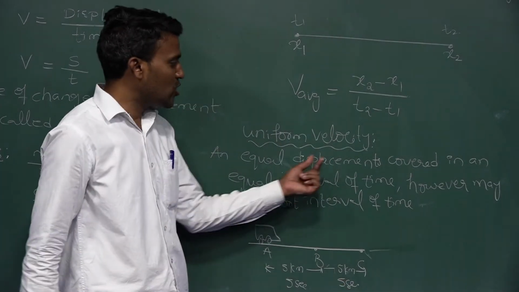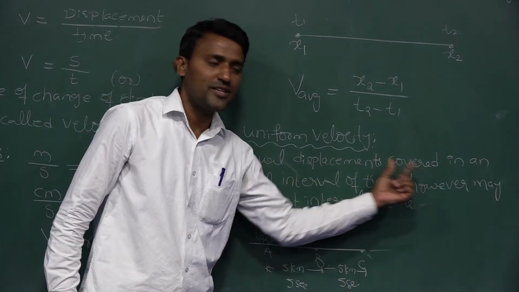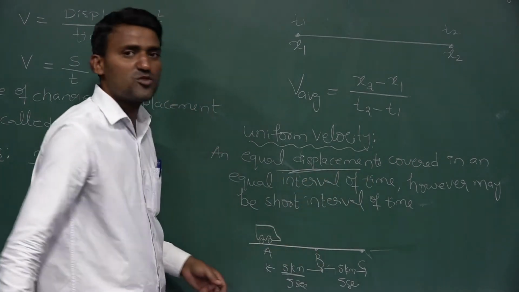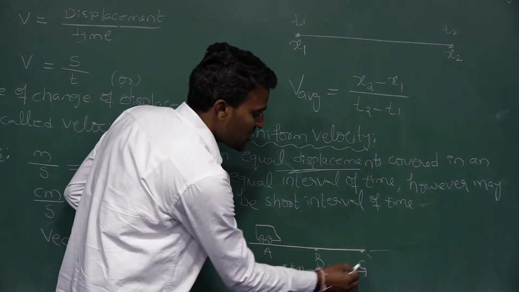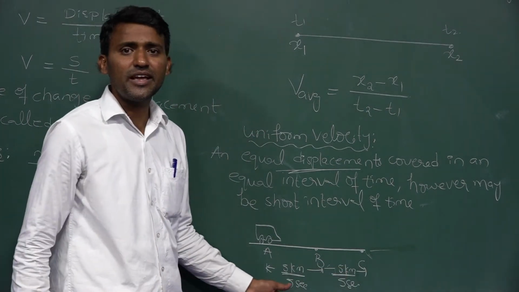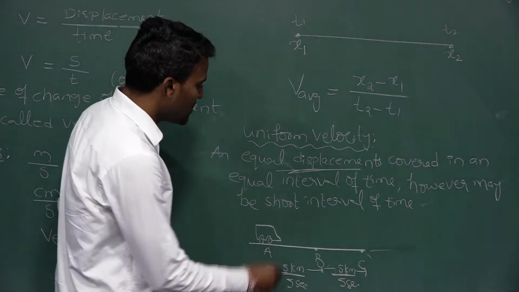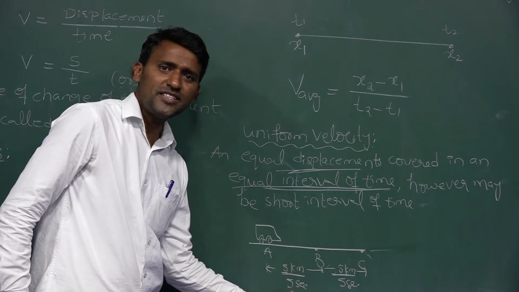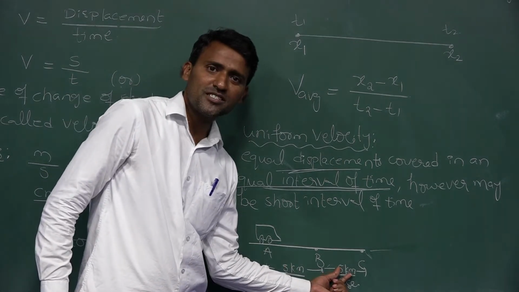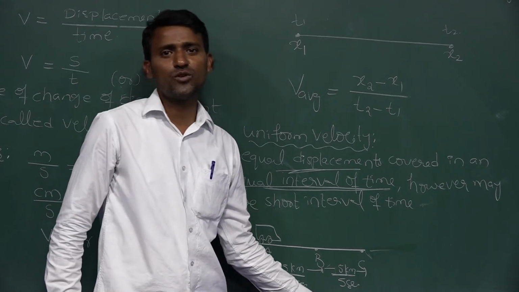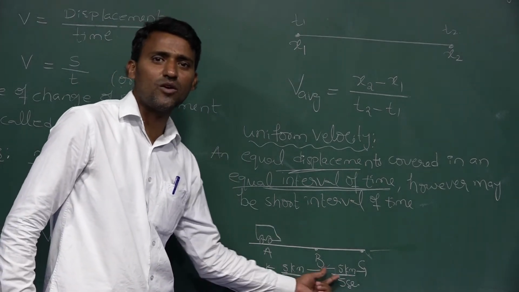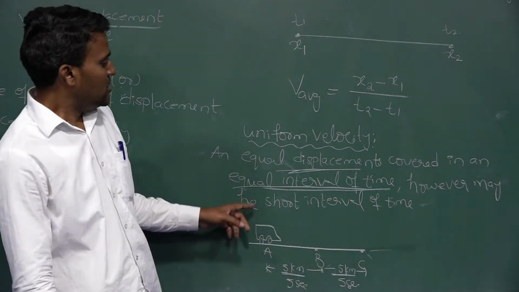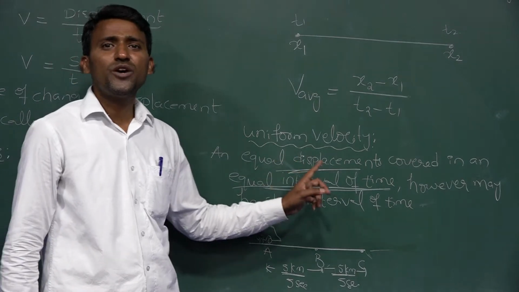See, in this one, according to the definition, there are equal displacements. A to B displacement is 5 kilometers, B to C is 5 kilometers. So these are equal displacements. And next, 5 kilometers is covered in a 5 second time interval, and the other 5 kilometers is also covered in 5 seconds. So equal displacements are covered in equal intervals of time. This is called uniform velocity.